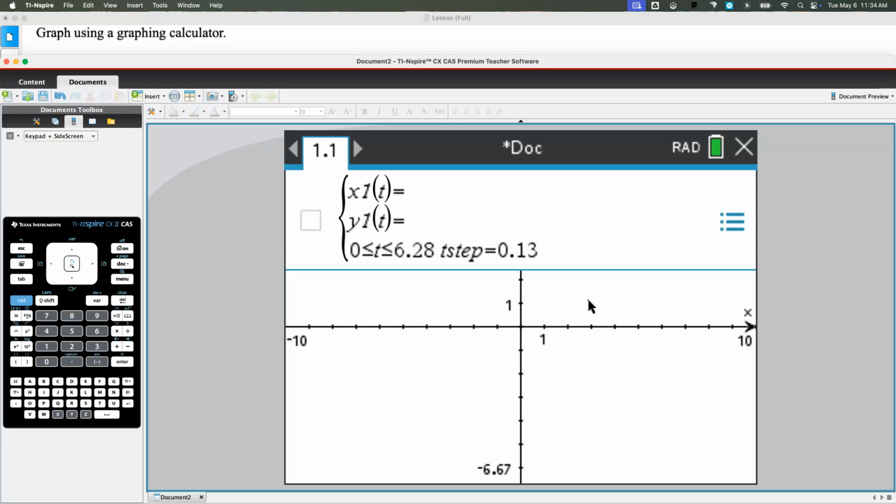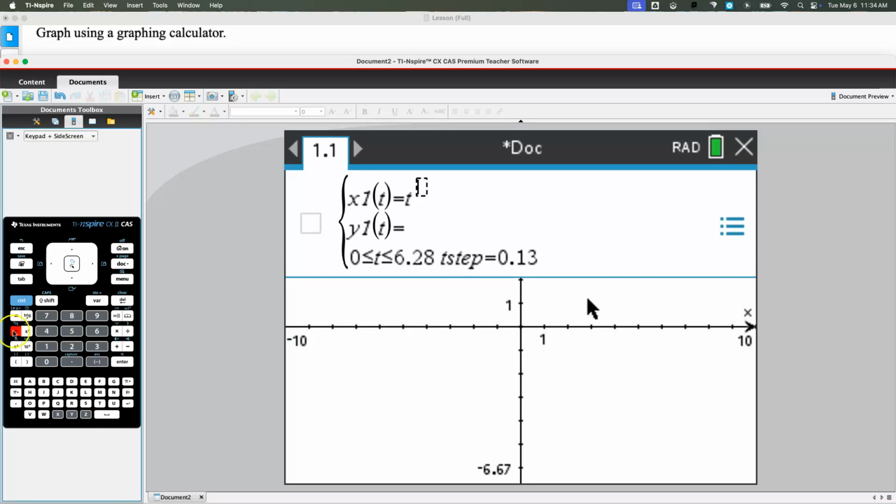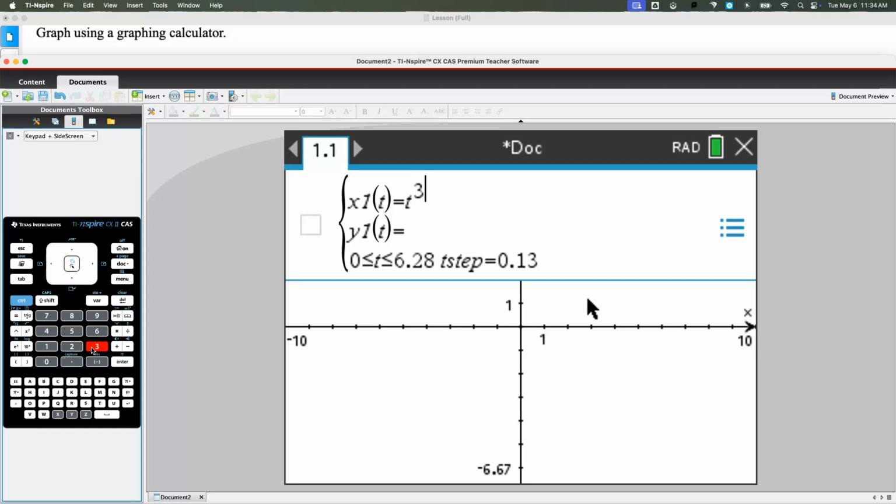So our x value from number 4 again was t cubed minus 3t plus 1. T cubed minus 3t plus 1. So we're going to go t cubed. Got to get off of the exponent, minus 3t. The negative sign here is not the same as a minus sign. Okay? Plus 1. That's our x function.